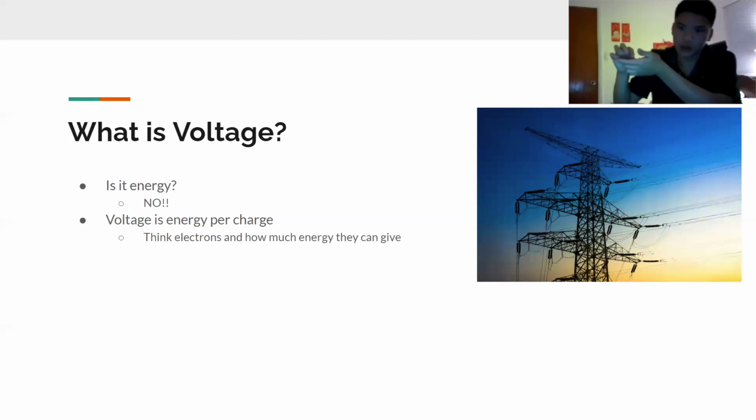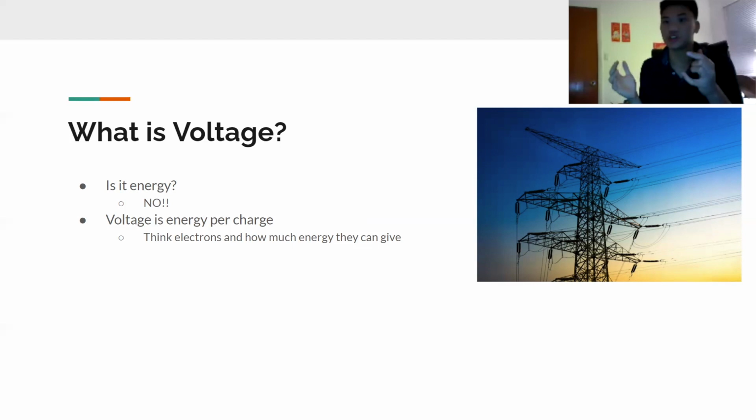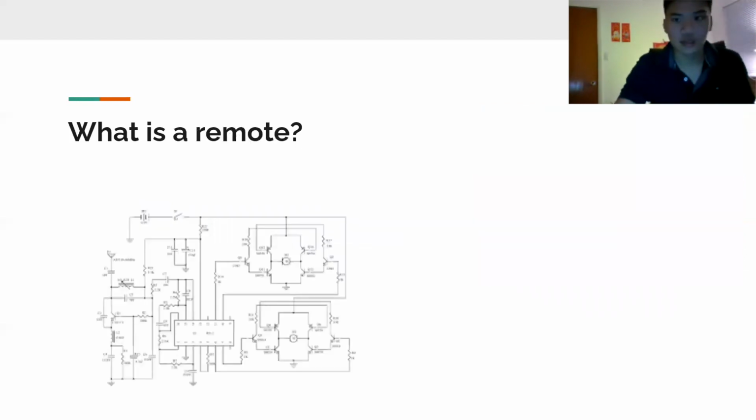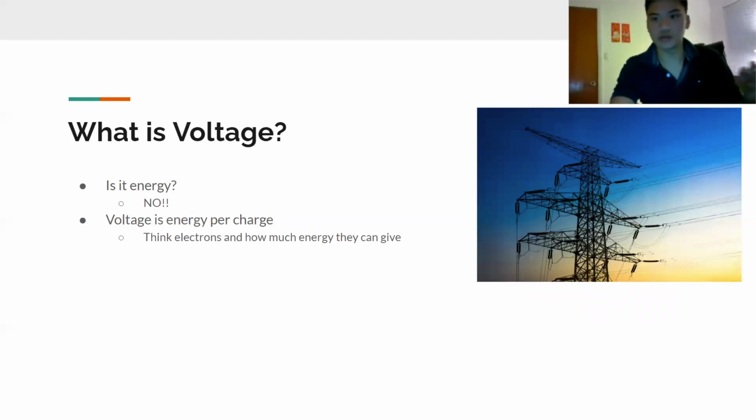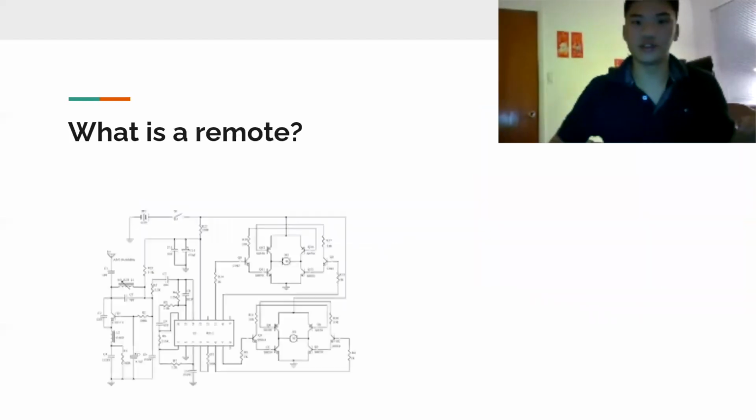And they have a certain charge to them. And if we have a certain amount of electrons there, they have a total charge to them. And that total charge can equate to how much energy they can give off. And so voltage is how much energy these charges can give off per unit charge. And so we say that this is the potential, right? How much energy could they give off? So that's really it for voltage. And let's move on to what our mode is.